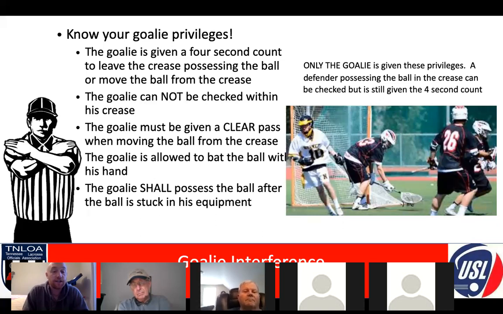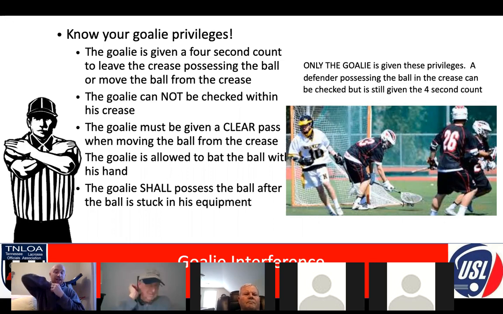The next one is the goalie shall possess the ball after the ball is stuck in his equipment. He is the only person that is given this privilege. You'll run into it every once in a while where the ball will go underneath the goalie's jersey and in between his pads and his chest. The goalie can possess the ball, or the defense can possess the ball after this occurs. If it happens, Gene? Yes, yeah.